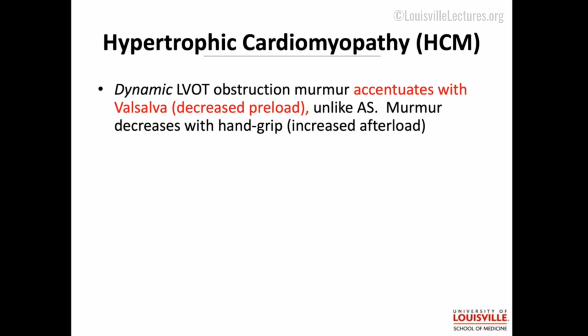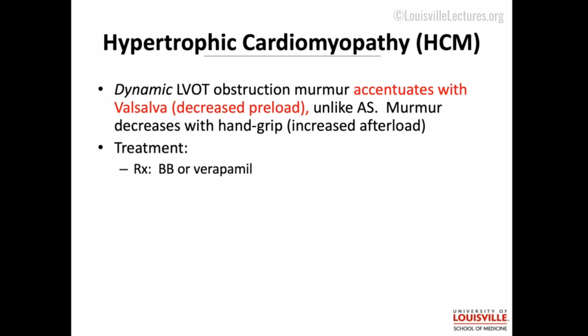With hand grip, when you increase the afterload, that's going to make it harder for the blood to get out, and so therefore you have less flow and less of a murmur. So understanding that this murmur accentuates with Valsalva and knowing Valsalva decreases preload is key to differentiating between HCM and aortic stenosis. How do we treat this?